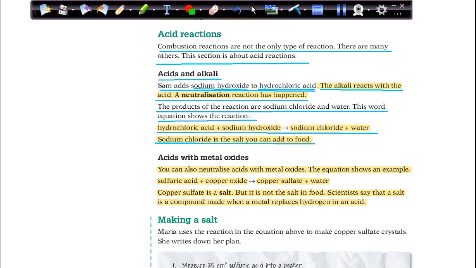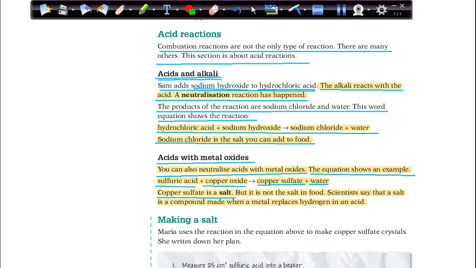Acid with metal oxides. Okay, so now we saw the acids with alkalis. So what about the acids with metal oxides? You can also neutralize acids with metal oxides. The equation shows an example. Sulfuric acid plus copper oxide. Copper oxide is an oxide of copper, so we will get copper sulfate as a salt, which is the blue substance, as crystals, and we can get water also.